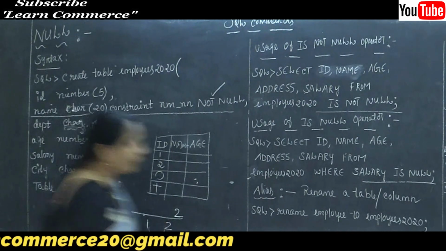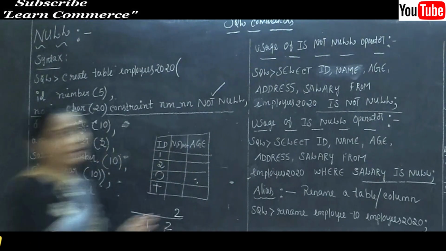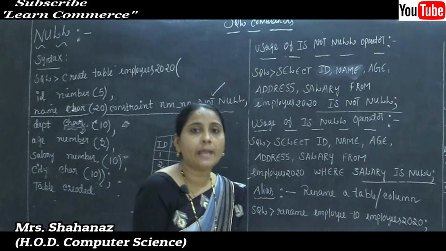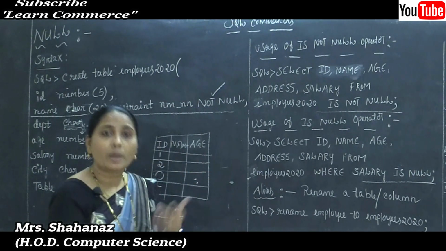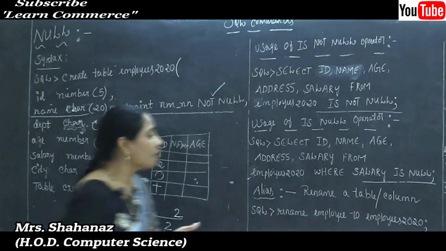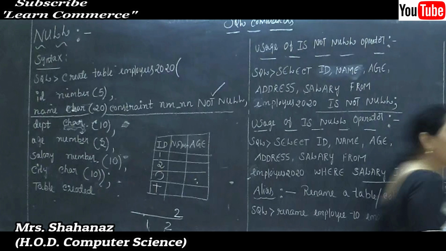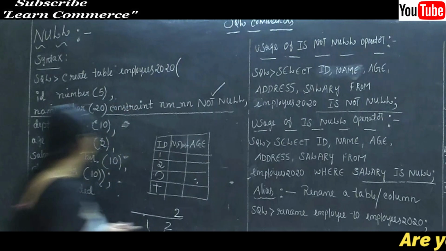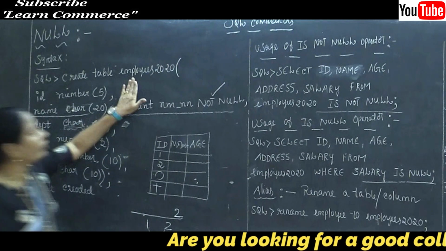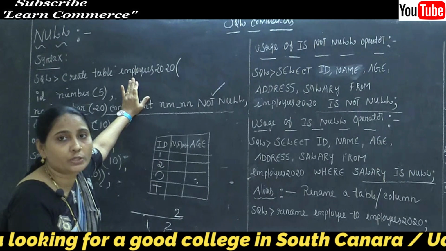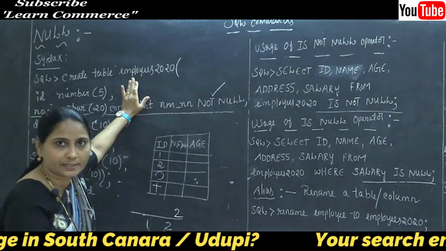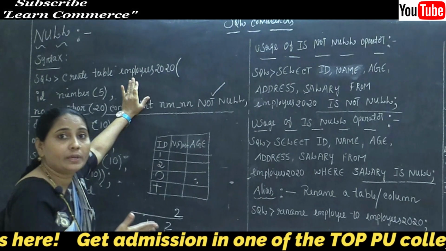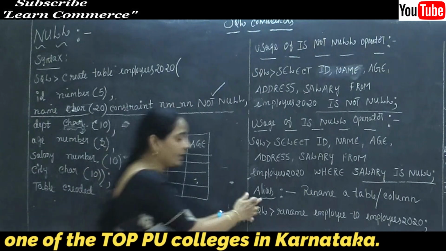And after completing is not null or is null, now let's go to the next thing, alias. So what do you mean by alias? Why are we using the alias in this case? You can rename a table when you want to rename it. Why? Because we already created the table with the name employees 2020, and I want to rename the table. So how is it possible? We can do this by using the alias command.